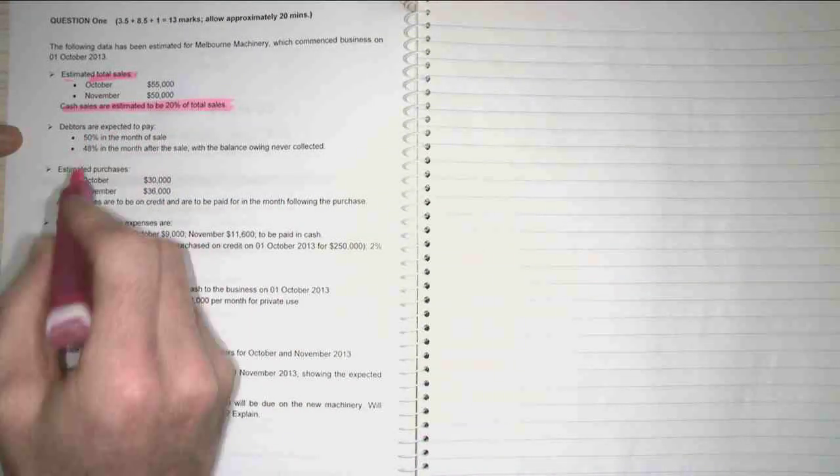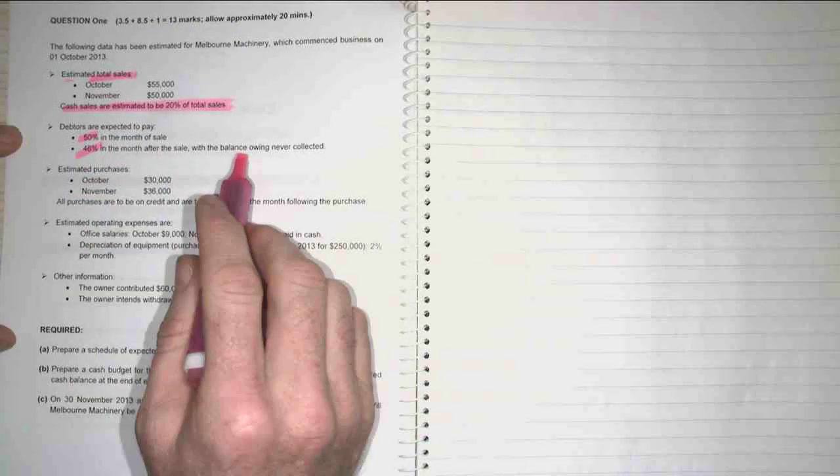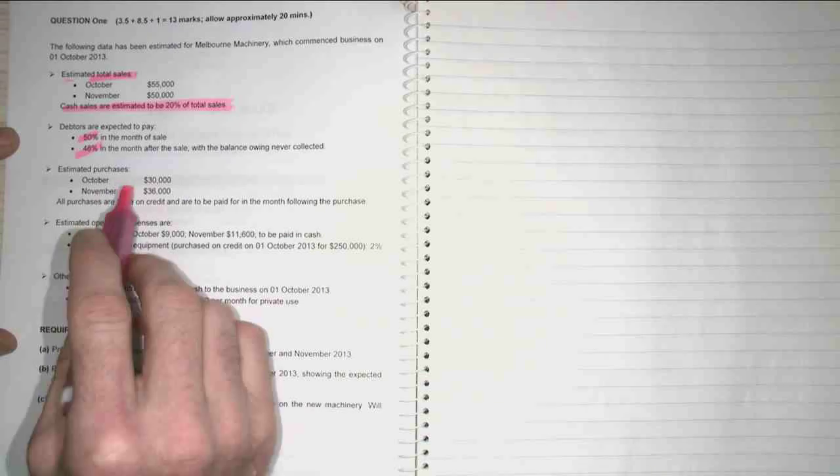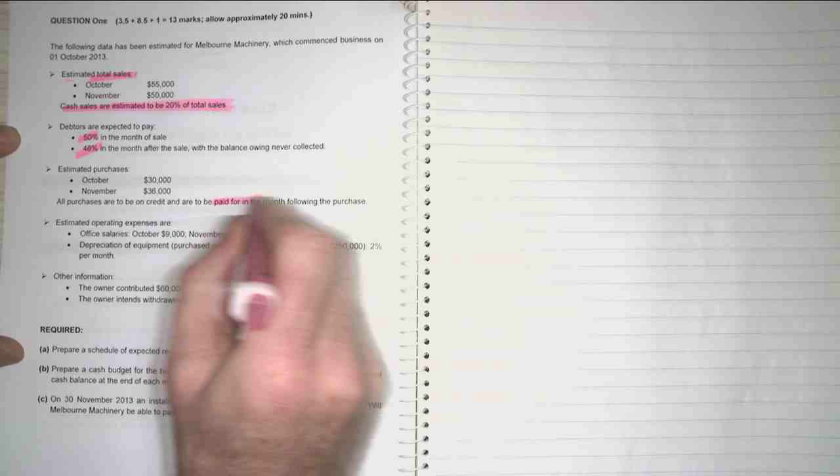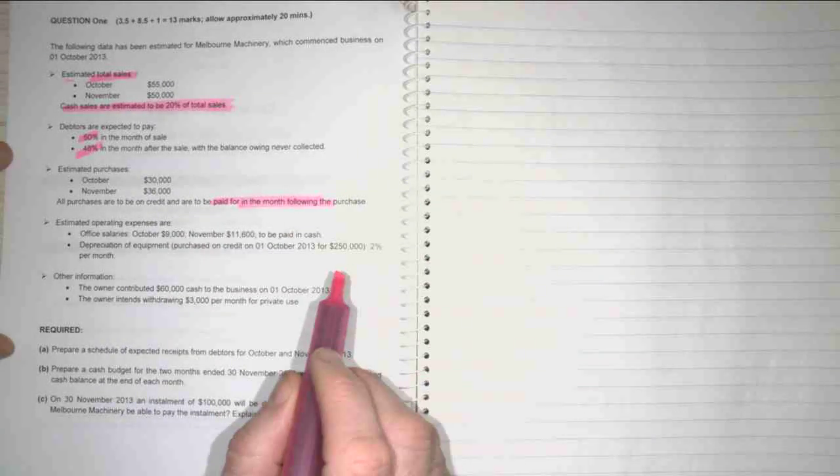It's got some estimated sales for October and November of 50 and 55,000. It says its cash sales are estimated to be 20% of my total sales. My debtors are expected to pay 50% in the month of sale and 40% in the month after sale. I got some purchases for October and November, and it says all purchases are on credit and are to pay in the month following the purchase.